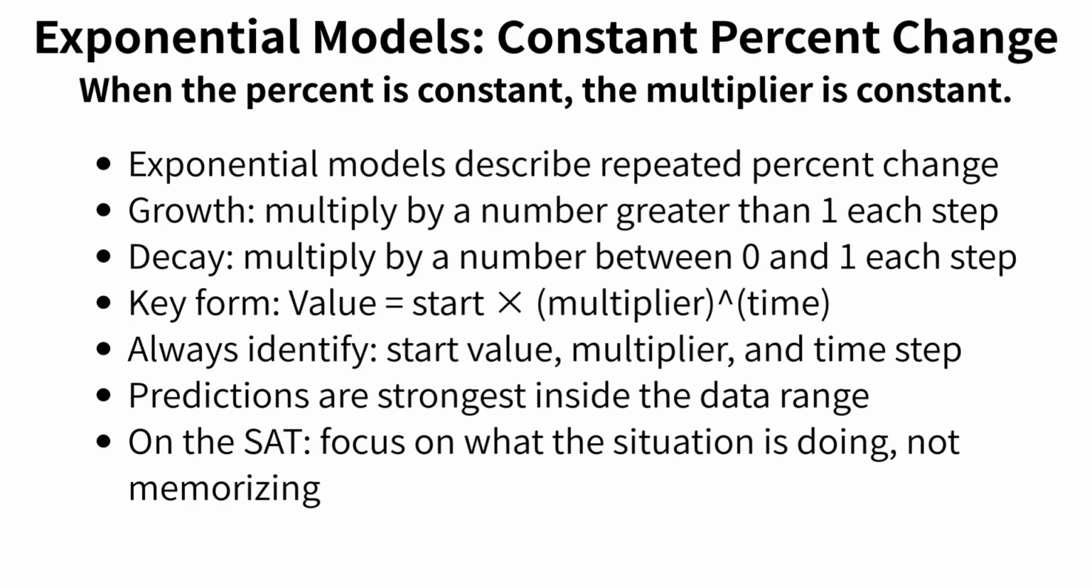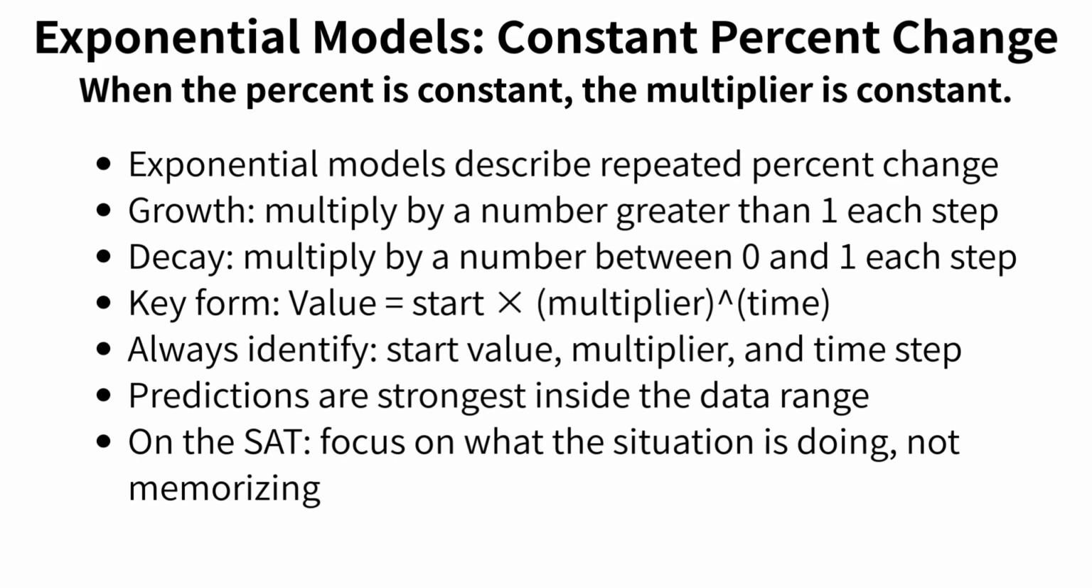If it's growth, your multiplier is greater than 1. For example, a 5% increase each step means you multiply by 1.05 each time. If it's decay, your multiplier is between 0 and 1. For example, a 20% decrease each step means you multiply by 0.8 each time. That's why the key form looks like this. Value equals start times multiplier to the power of time.